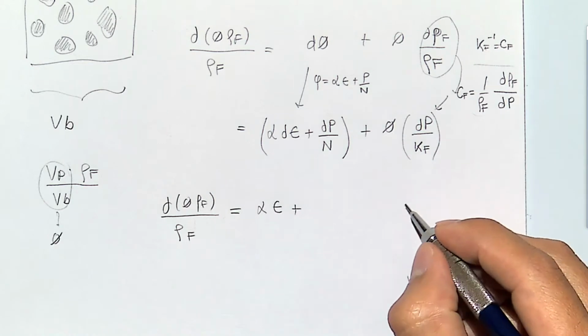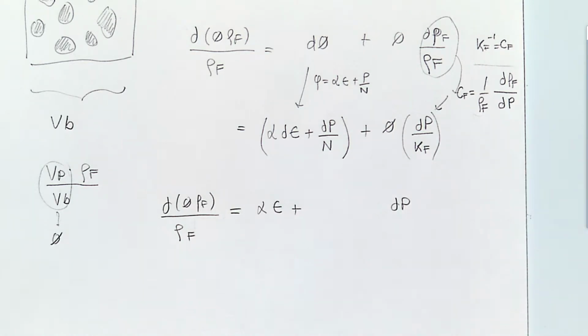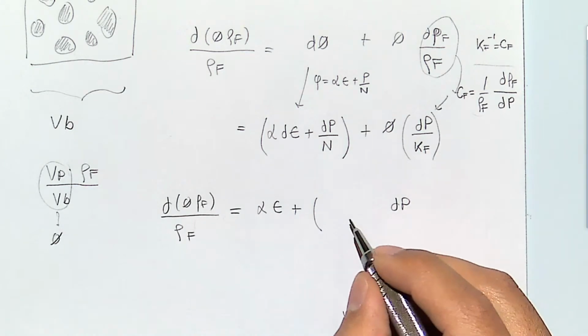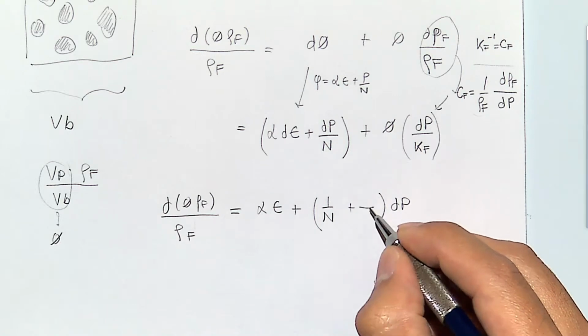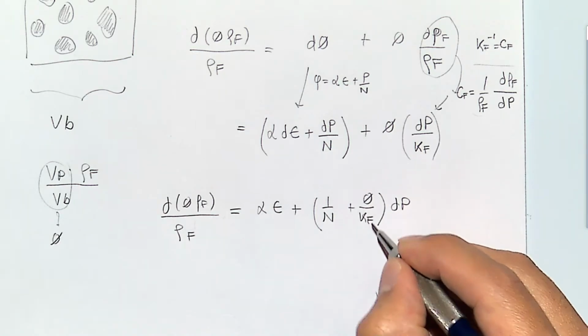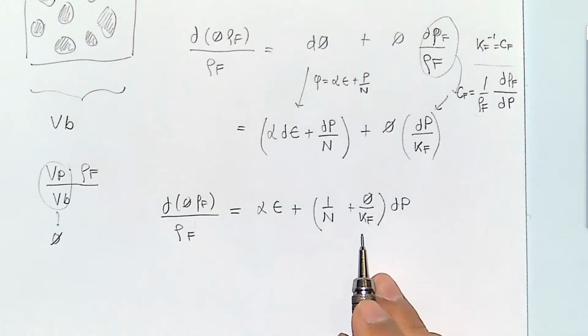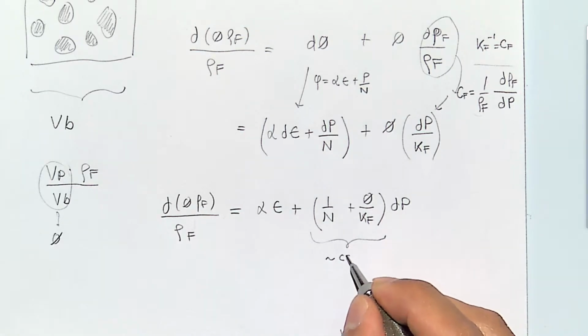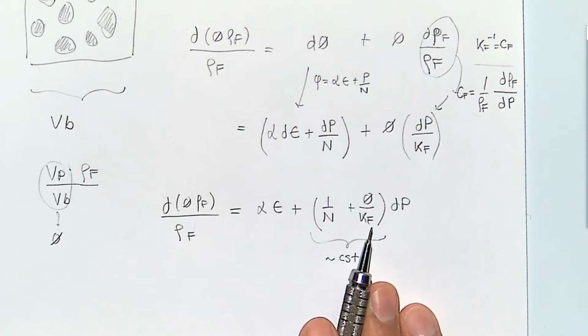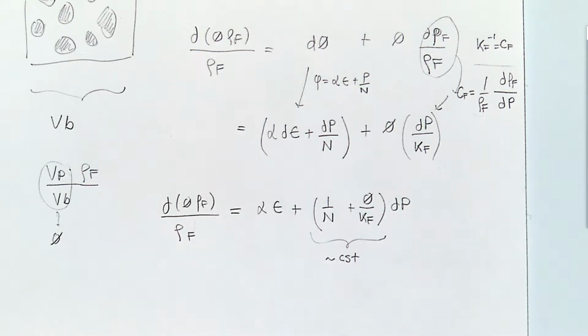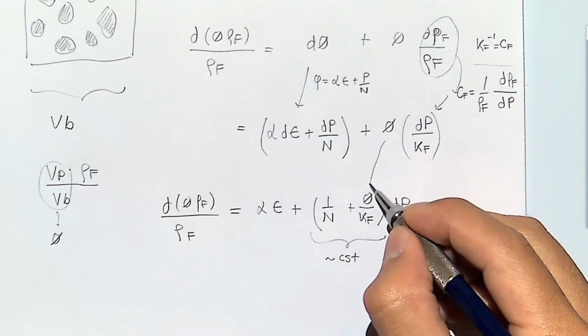And dP is going to be together over here. And this is going to be 1 over n plus porosity divided by the bulk modulus of the fluid, and I want this to be a constant. But do you think it's a constant? We know that n is a constant. We know that we're going to assume the compressibility of the fluid is a constant, but porosity is not a constant, right? Porosity varies.